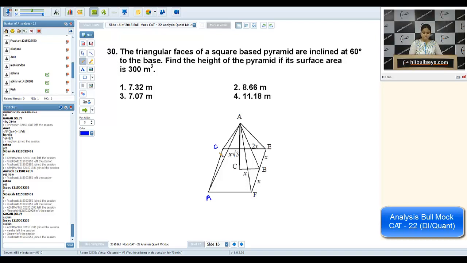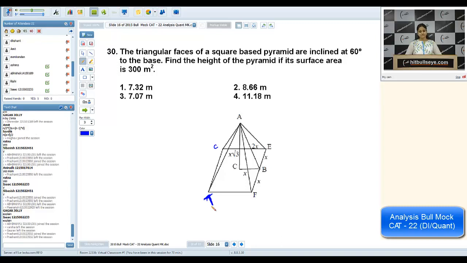So let this point be T, because A is already used. So this is a pyramid shape. Now what is the thing given? The triangular faces of a square based pyramid are inclined at 60 degrees to the base. Now its surface area is given.